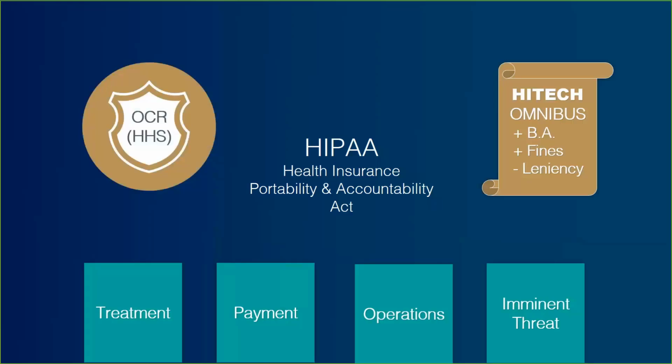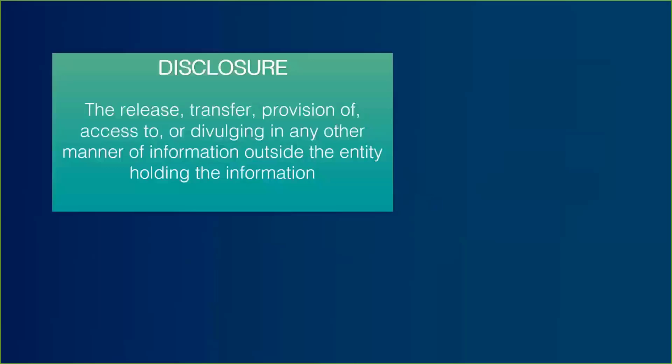Okay, so we've got OCR, we've got HIPAA, we've got HITECH, we've got all of these legislations that are saying here's what you need to do to ensure that this stuff remains private and secure. So what happens when you do need to release some information, or what happens if some information comes out? Let's talk about how that happens.